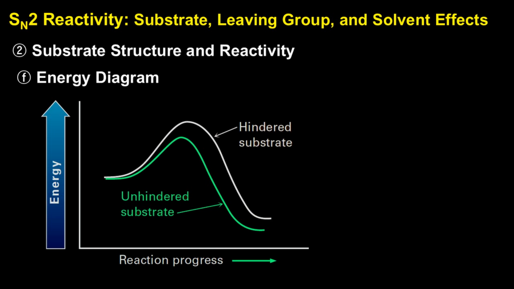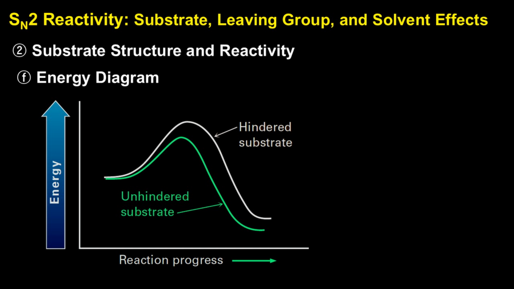At the end of the day, it all comes down to steric hindrance. If the carbon is easy to reach, the nucleophile can attack smoothly. The transition state is more stable, and the reaction runs fast. But if the area is crowded, the nucleophile can't even get close.